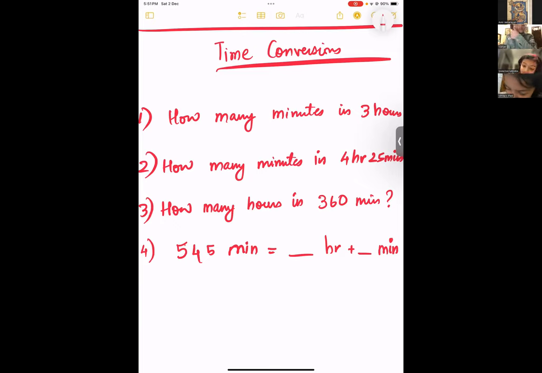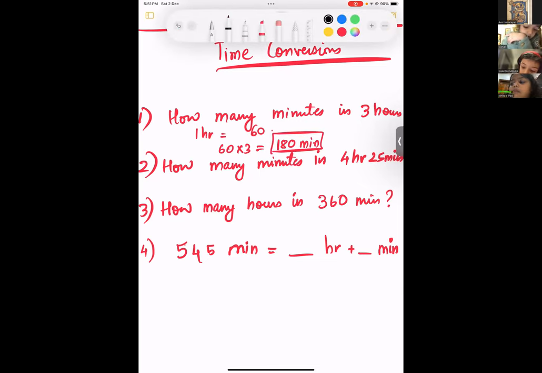How many minutes are there in 3 hours? So 1 hour has 60 minutes. So what are you doing? 60 multiplied by 3. So answer is 180 what? Minutes. 180 minutes.